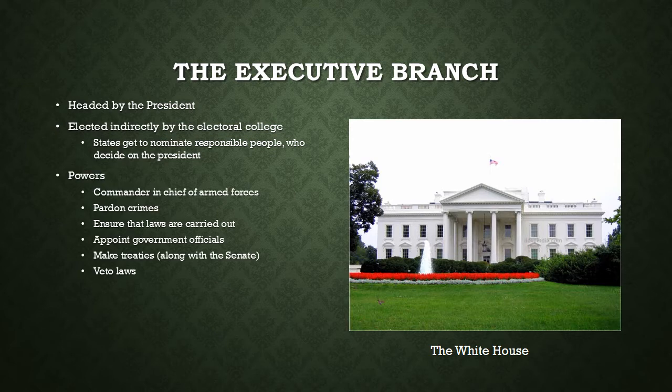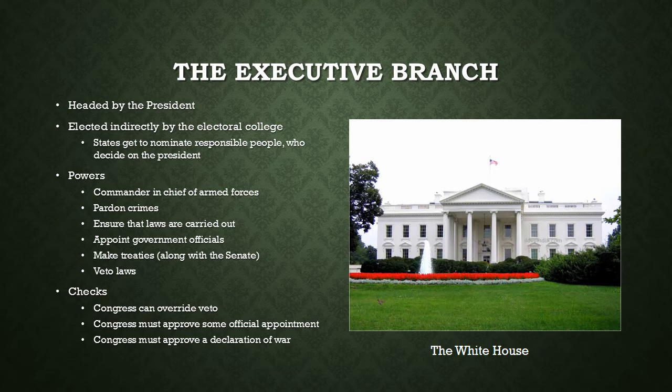The power of the president includes the responsibility of being commander-in-chief of the armed forces. This more or less allows him to mobilize armed forces, the Navy, the Army, whenever there is a threat to the country's interests. He also has the power to pardon crimes. He can ensure that laws are carried out. He has the job of appointing government officials, which includes judges. And he has the power to make treaties, along with the Senate. And last of all, he has the power to veto laws. That is, he can challenge the laws passed in Congress.